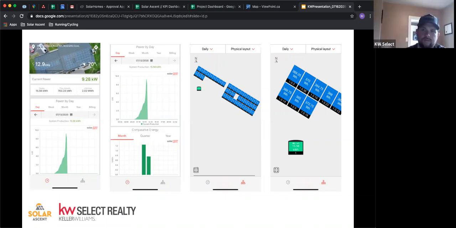So with a system that's producing like that, they're probably feeding the grid, are they? Yes. They're at zero. They're getting a power check instead of a power bill.